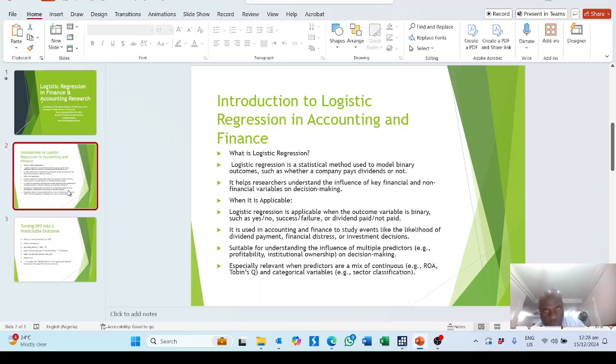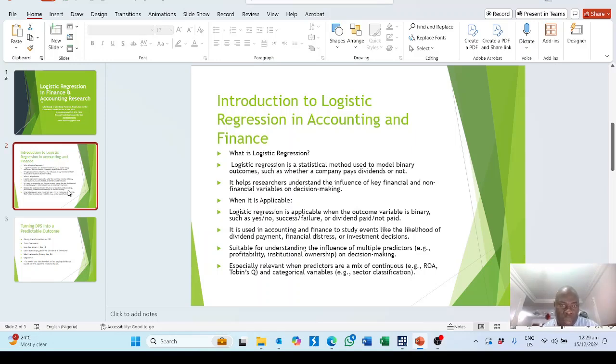Logistic regression. What is logistic regression? Basically, logistic regression is a statistical method used to model binary outcomes. When we are talking of binary outcomes, we mean the outcomes are two. It's either you fail or you pass, either positive or negative. Either a firm is bankrupt or it's not bankrupt. Or it could be a firm is paying dividend or not paying dividend. Those are some examples we can think of when we talk of a binary outcome in accounting and finance research.